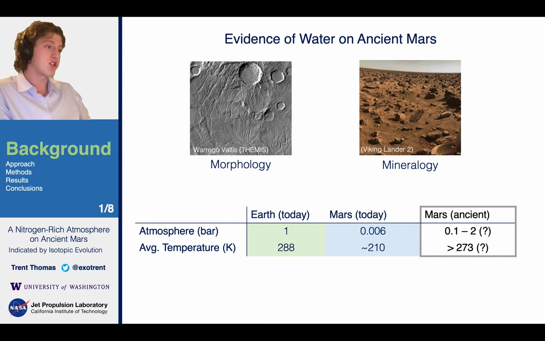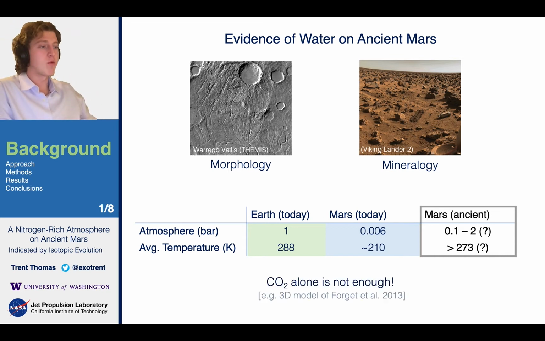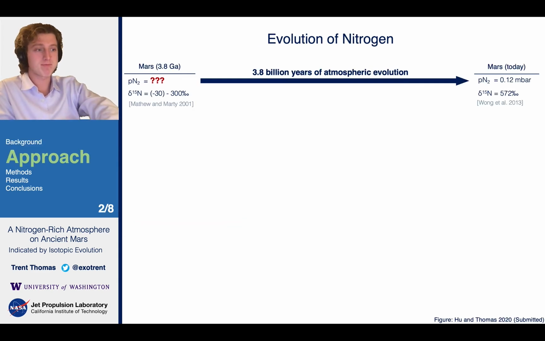atmosphere. So it's a common thought that CO2 would be dominant in this proposed ancient atmosphere, meaning it would be responsible for most of the greenhouse effect. But it has been shown that CO2 alone cannot warm Mars enough to allow liquid water. So we turn to nitrogen in this study and investigate its role in the ancient atmosphere.